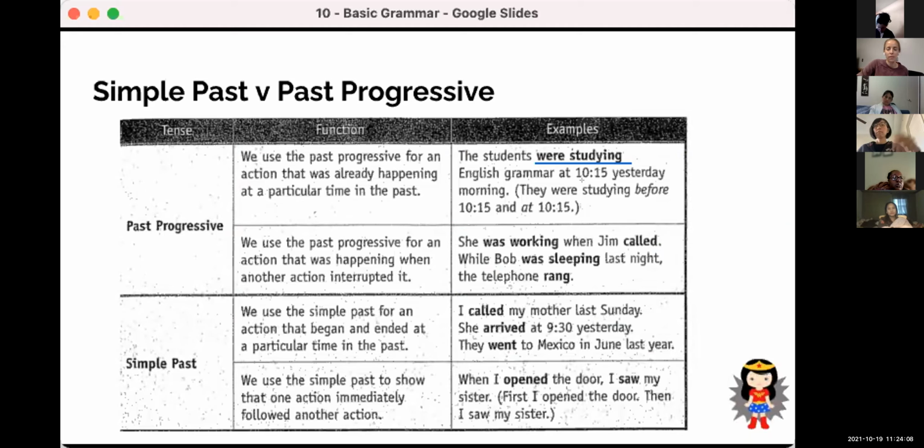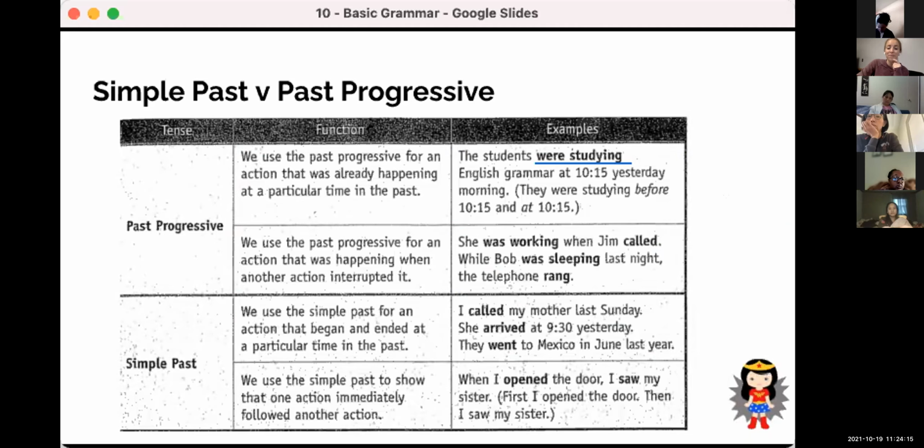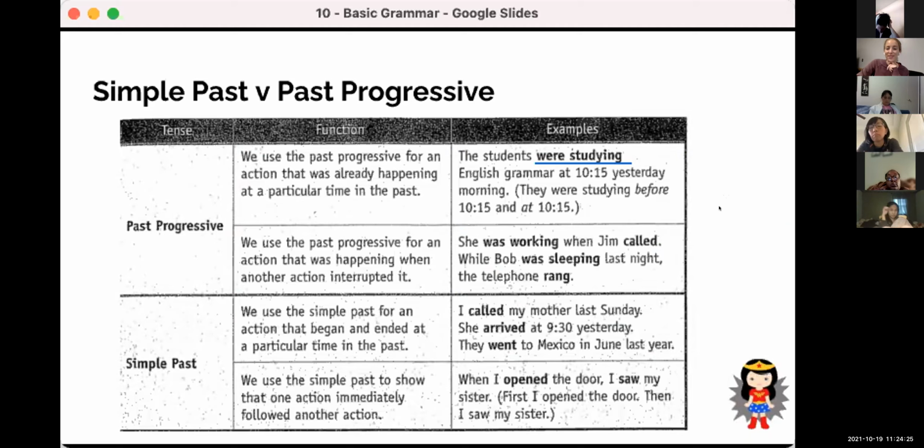But Vanessa, when you give a precise time like 10:15, it will be confusing for us. So for me, if we say students were studying English grammar between 10:15 and 12, something like that, it will be progressive for me. Right, I understand, because 10:15 is just one point. Maybe we're just talking about the timeline.